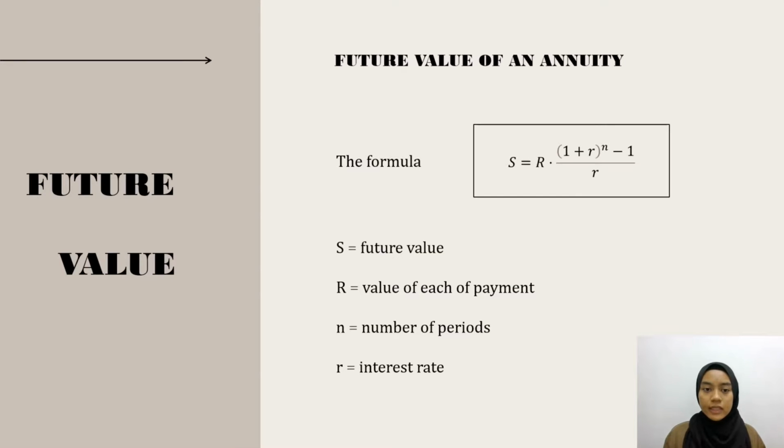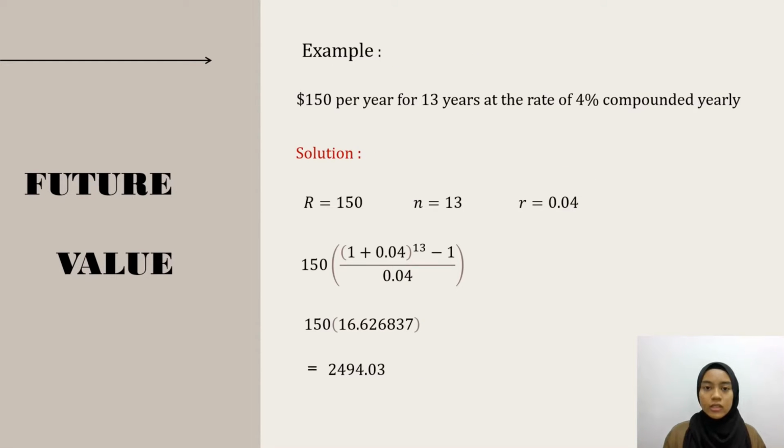So next is the future value of an annuity. The formula is S equals R multiplied by [(1 plus i) to the power n, minus 1] over i. S here is the future value, R is the value of each payment, n is the number of periods, and i is the interest rate. Quite the same as the present value. So next, we have an example for the future value of an annuity.